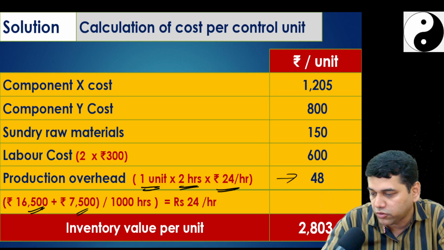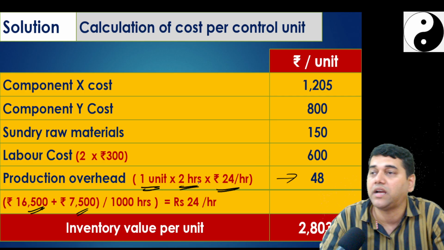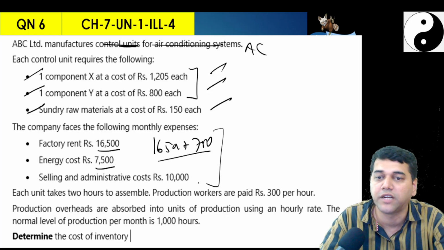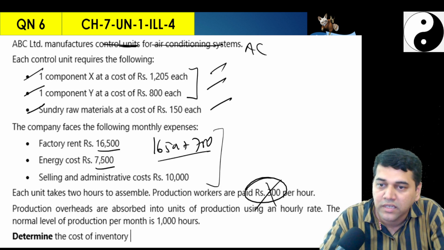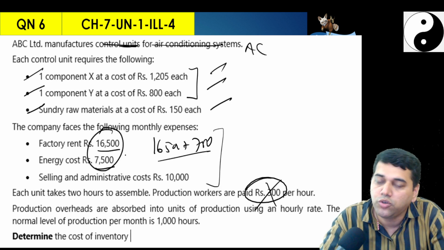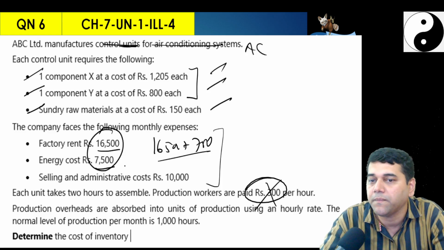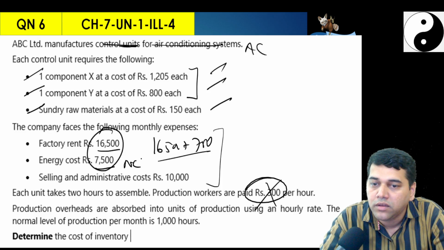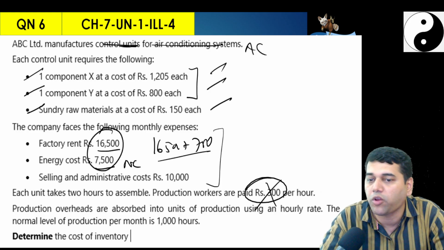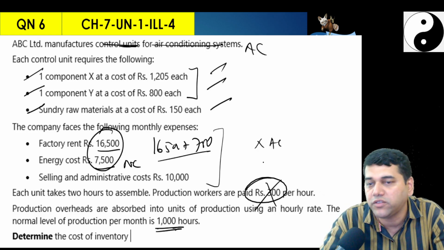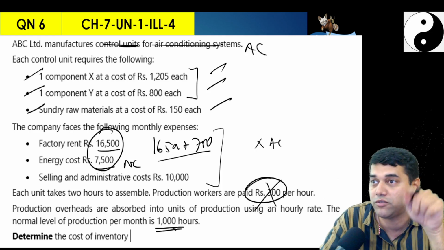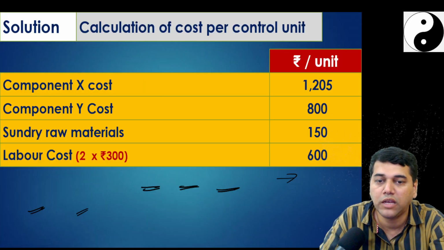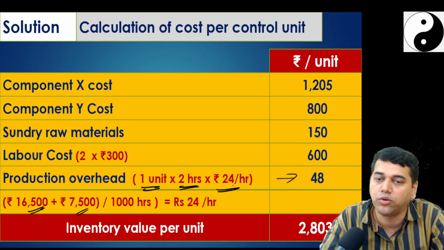Production overheads are absorbed into units of production using an hourly rate. Okay, I probably misinterpreted while telling you. I thought it is 300. No, it's not 300. The labor charge is 300. This production cost you are going to allocate based on the normal capacity. So when you see the production cost, look for normal capacity. Normal capacity is 1000 hours, times actual hours. Actual hours for 1 unit is 2, and this allocation is similar to our first question that we have done. So you allocate this 24 rupees for 2 hours.